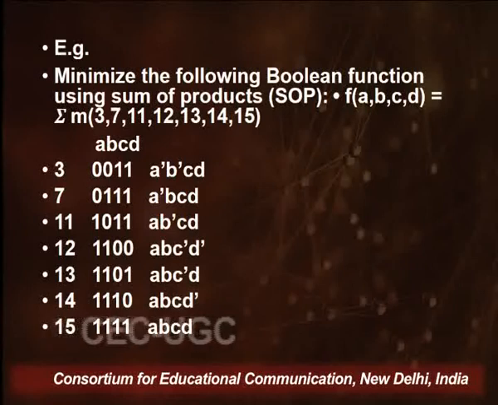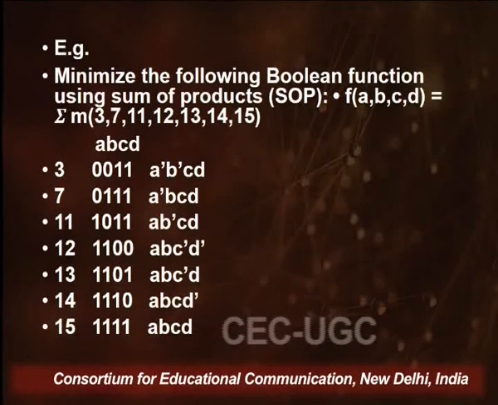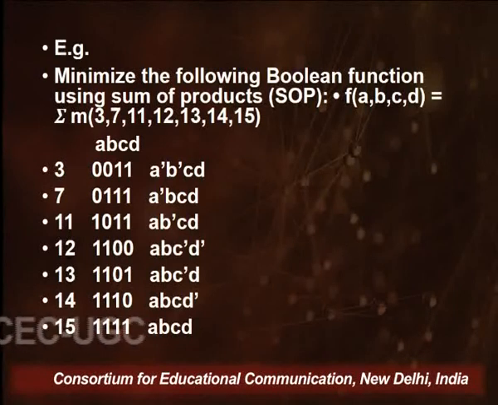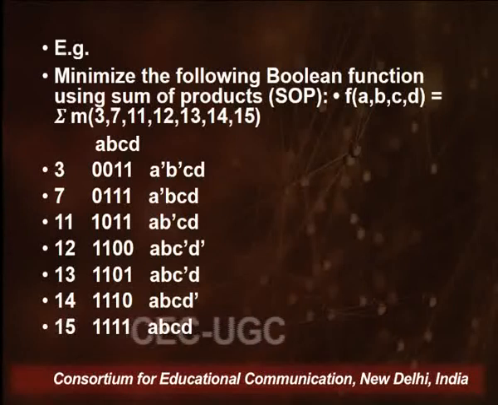Let us take another example. Let us now take the number 14, which can be represented as 1110, and in terms of ABCD, it will be ABCD', because we have a 0 in place of the D.